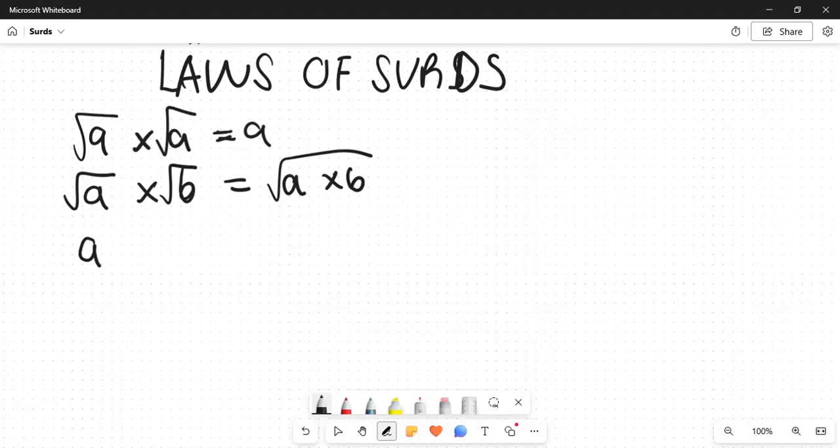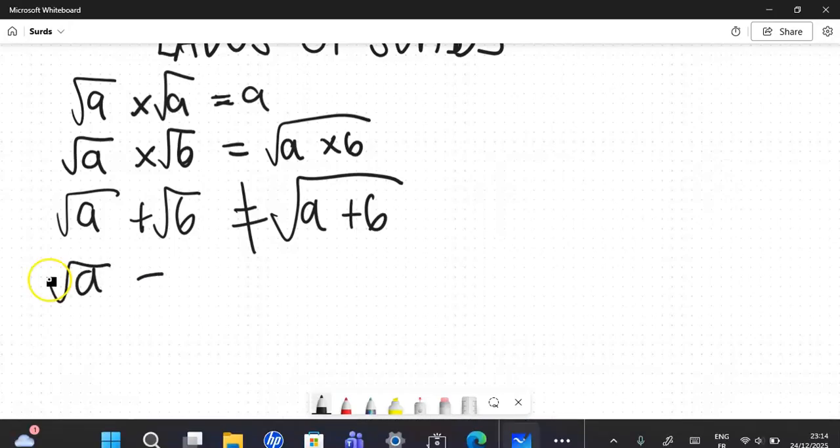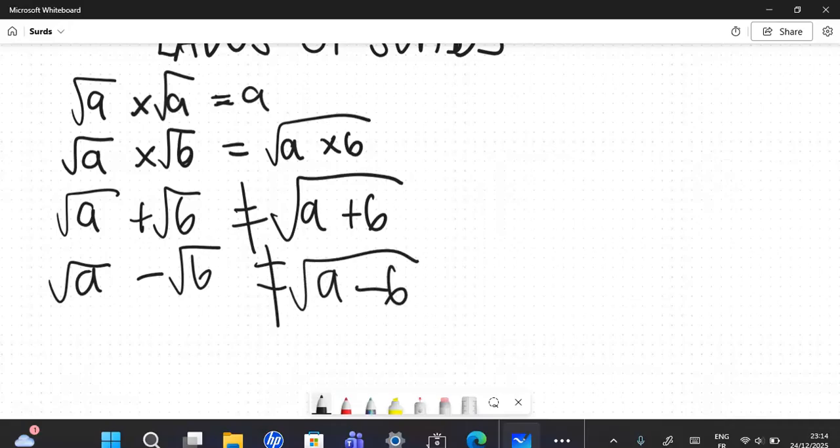So root a plus root b is not equal to the square root of a plus b, or root a minus root b is not equal to the square root of a minus b. So this means that we don't apply these two like what we did in multiplication. We only apply it for multiplication, not addition and subtraction.